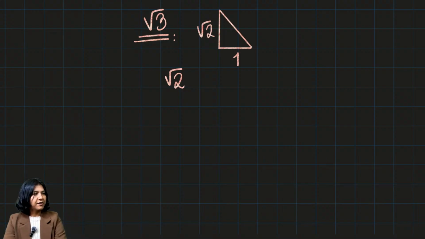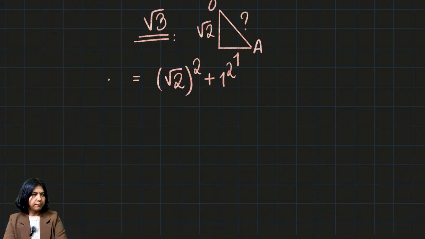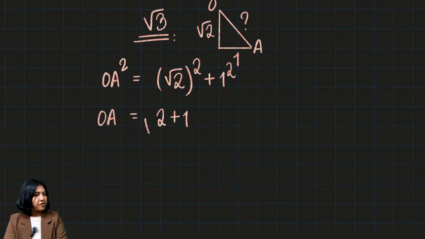To find the hypotenuse, what I will do is simply square the other two sides. So square root 2 will be squared and 1 will be squared. That gives me the length of this hypotenuse, whatever you call it, OA. So the square of OA has to be equal to the sum of the squares of the other two sides. Square root 2 when squared gives me exactly 2 and 1 squared is 1. So OA has to be the square root of 2 plus 1. 2 plus 1 is 3, so square root 3.